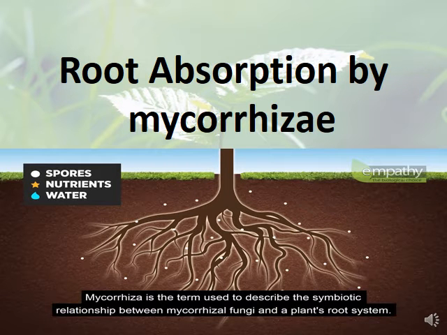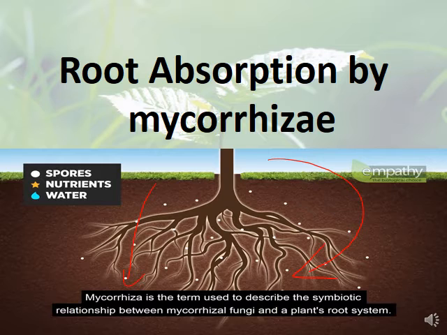Root absorption by the mycorrhizae. What is the mycorrhizae? Mycorrhizae is the term used to describe the symbiotic relationship. Symbiotic relationship meaning that both individuals have benefits from each other. This is called a symbiotic relationship between a mycorrhizal fungus and a plant's root system. So each of them benefits from the other. This is called the mycorrhizae.